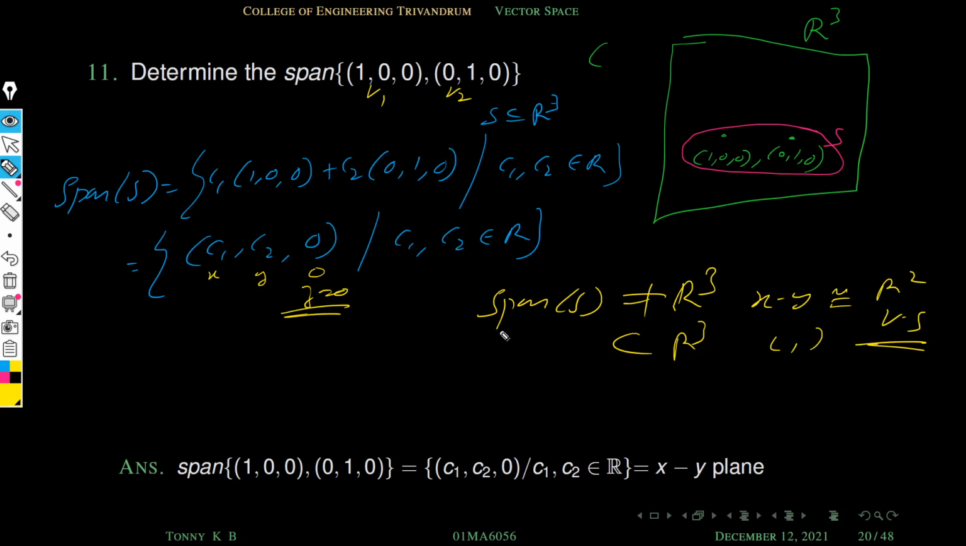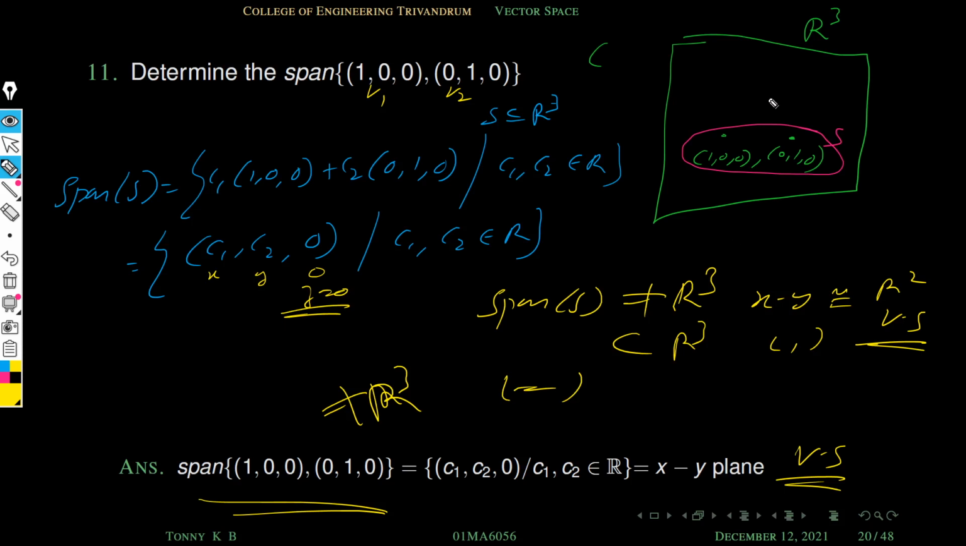So anyway, the span of this set is not our entire vector space R3, but again its span is a vector space. It's a very nice property, because these two members are from R3, and its span is only (C1, C2, 0). So this is not equal to R3, but the span is the XY plane, and we know that this XY plane is a vector space. That is another property of spanning sets.